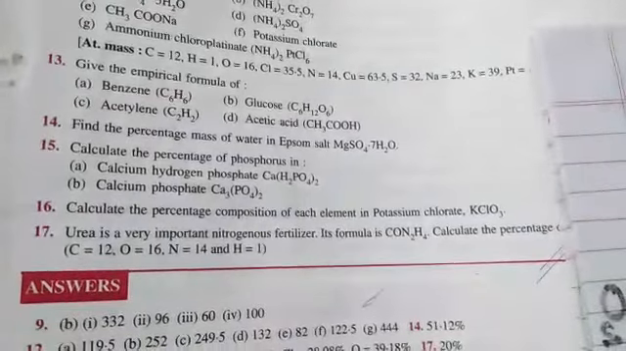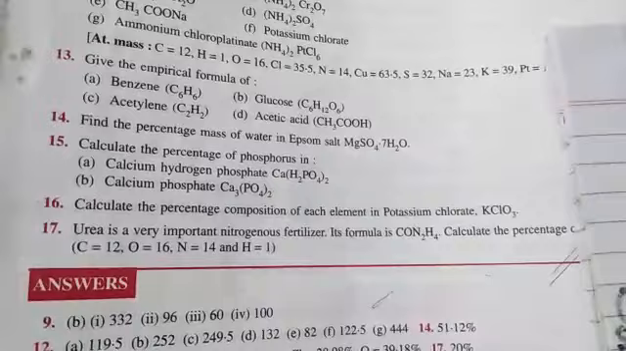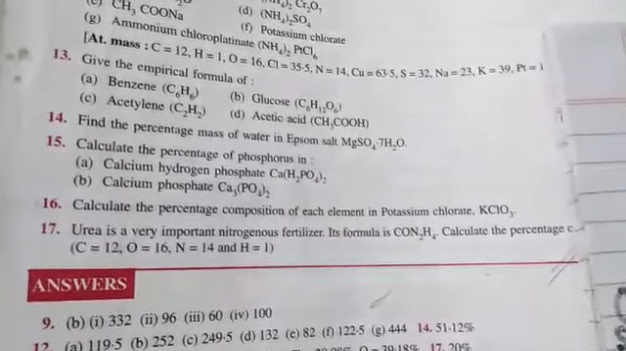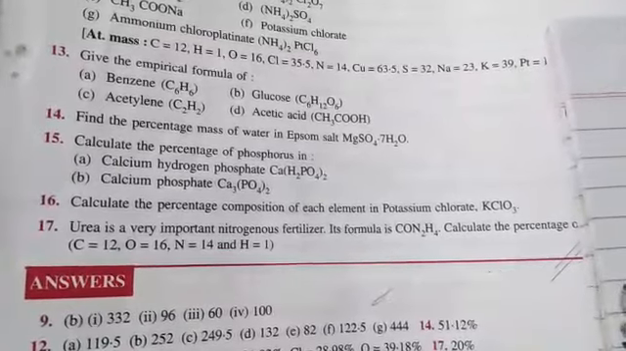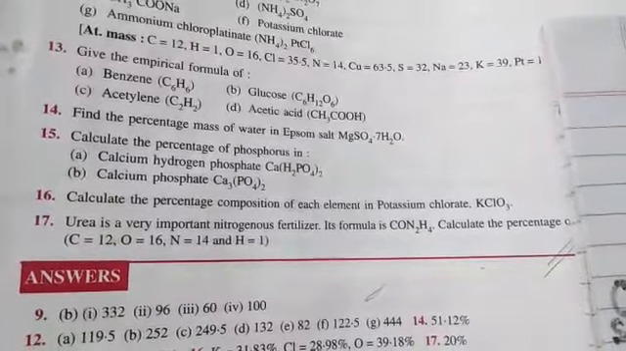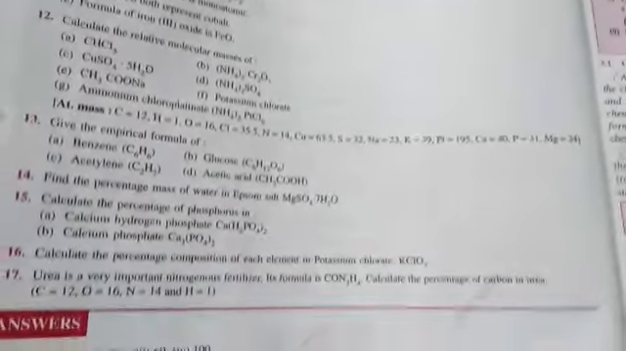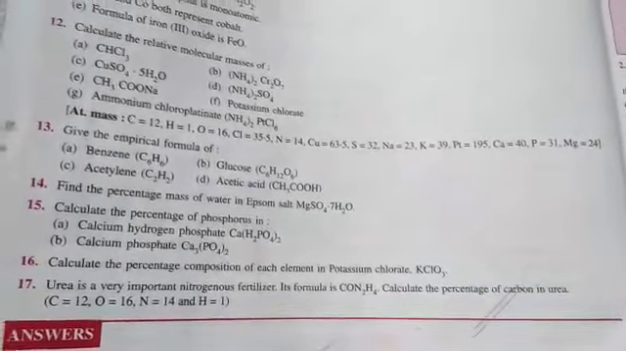Now there is one question in your book exercise, question number 16C, or take 17. Urea is a very important nitrogenous fertilizer. Its formula is CON2H4. Calculate the percentage of... he is asking about the percentage of carbon in urea.